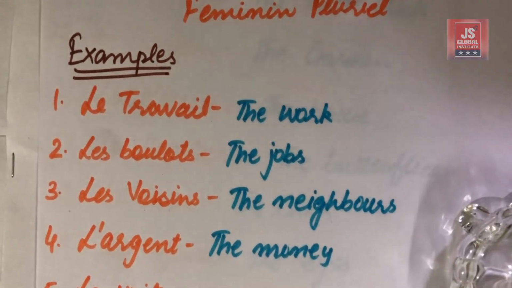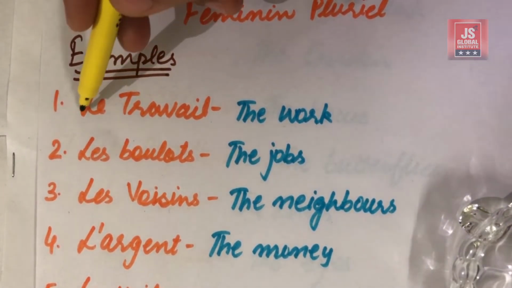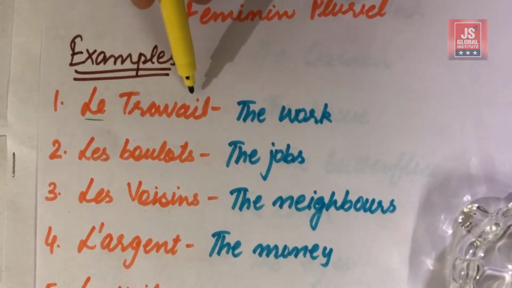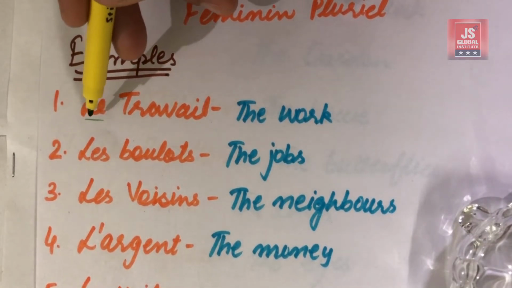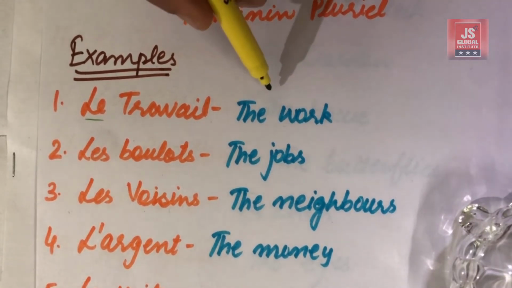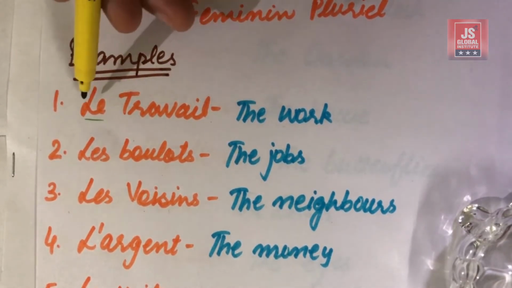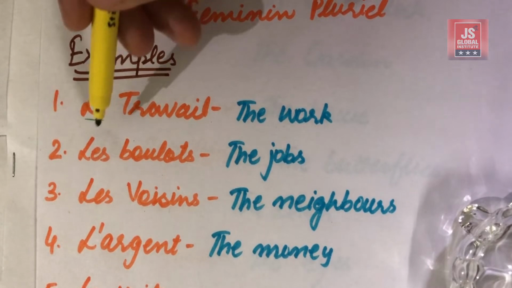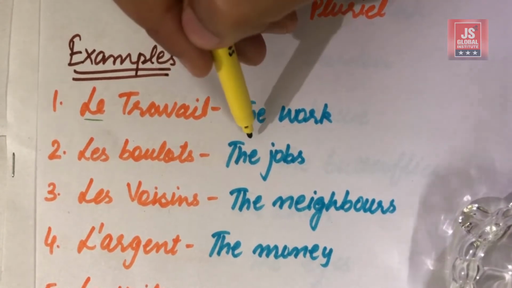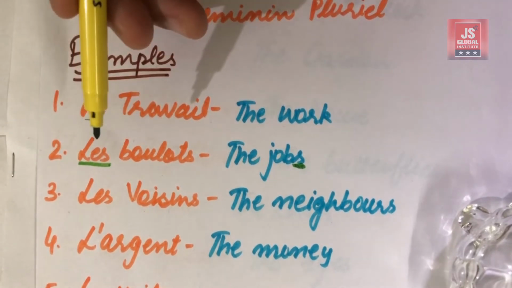So number one is le travail. How is it pronounced? Le travail. This travail is masculine, so that is why I used le. And what does travail mean in French? That is the work. So what work do you do? You will say le travail. Next is les boulots. Les boulots, which means the jobs. As jobs is plural, accordingly les comes.